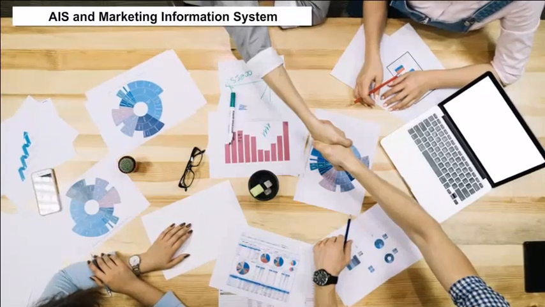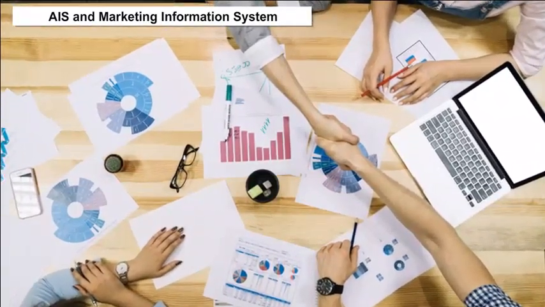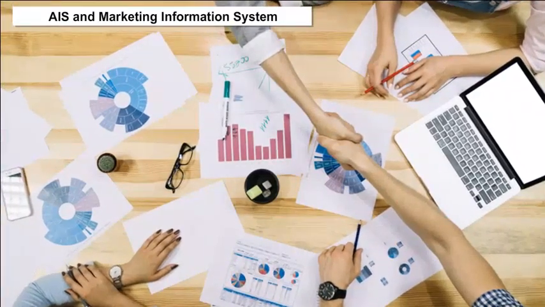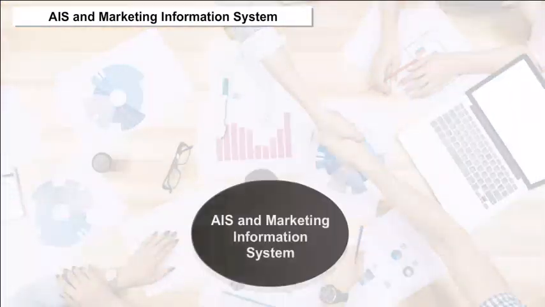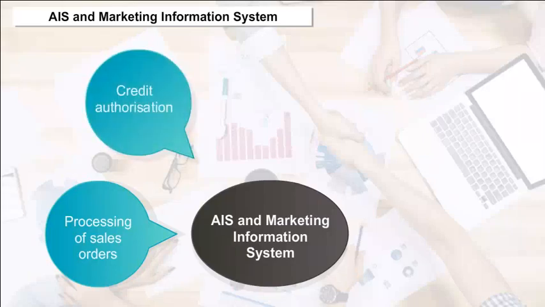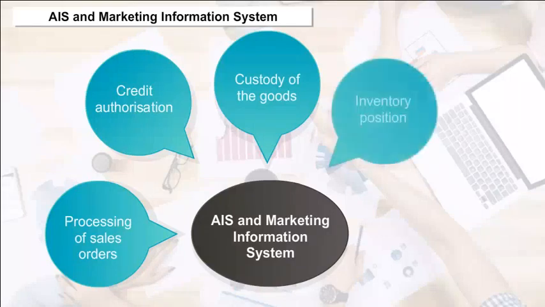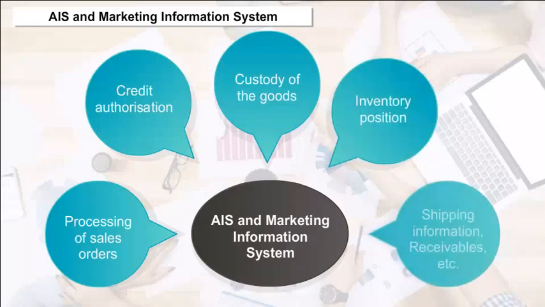AIS and Marketing Information System. Let's take the example of business processes in the marketing and sales department. This includes processing of sales orders, credit authorization, custody of the goods, inventory position, shipping information, receivables, etc.